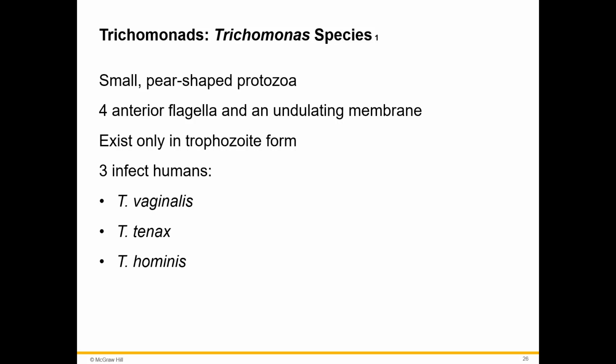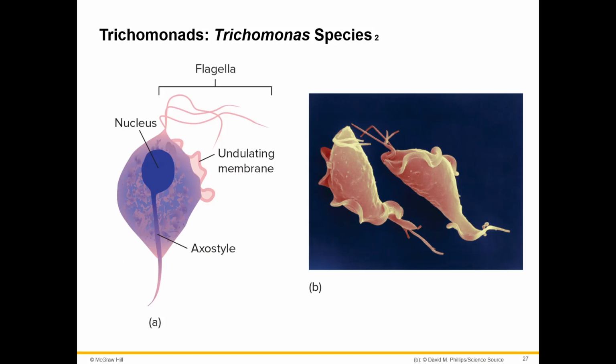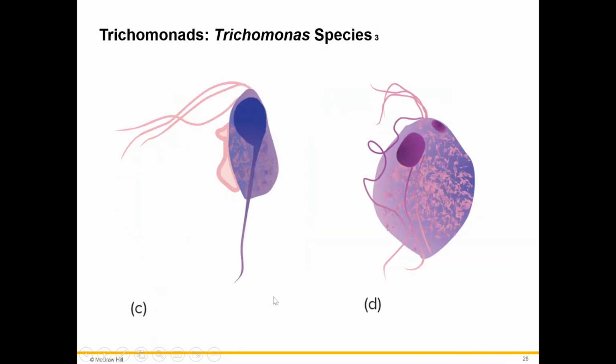The ones we're going to look at today are the 3 that infect humans: Trichomonas vaginalis, Trichomonas tenax, and Trichomonas hominis. Once again, we're just looking at this little undulating membrane. I'm sure you can see those through your slide examples. And then here are the 4 different flagella at the bottom. I was pointing to that and this. And yeah, kind of pear-shaped.